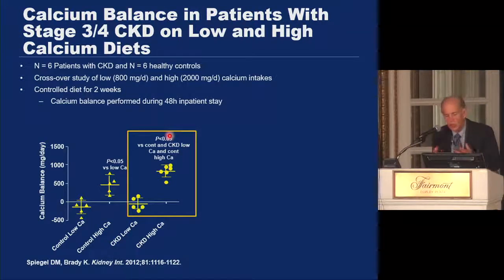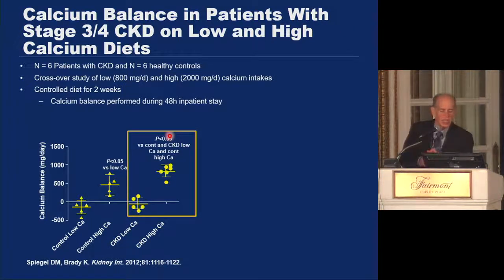To show what's going on, there were 2 studies in CKD patients. Spiegel did one. These are formal balance studies, so your Ns are going to be very small. Because, imagine a balance study. You're collecting everything that comes into a patient and everything, and I mean everything, that goes out of a patient, and analyzing it. 6 patients with CKD, 6 healthy controls, put them on a low and a high calcium intake. This is close to your dietary calcium intake. This is not so high, 2,000 milligrams of calcium.